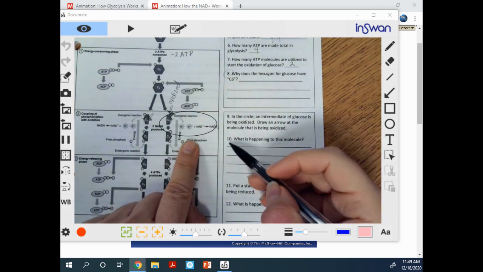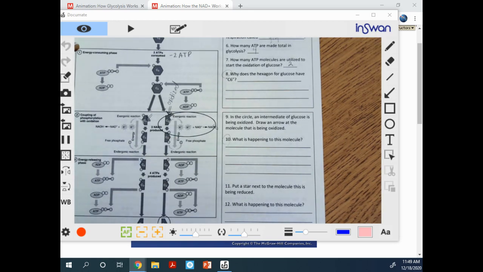All right, and so you can answer number 10. What is happening if a molecule is getting oxidized? So that means that it is donating or it is losing protons and electrons, okay?